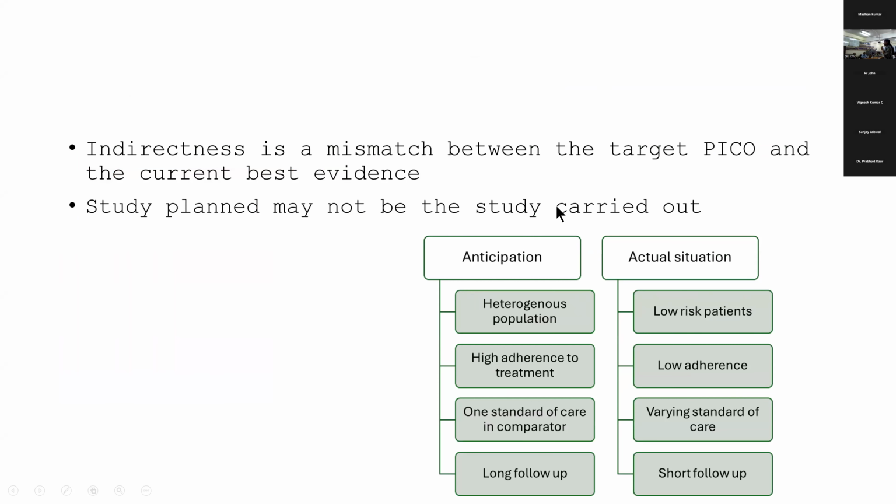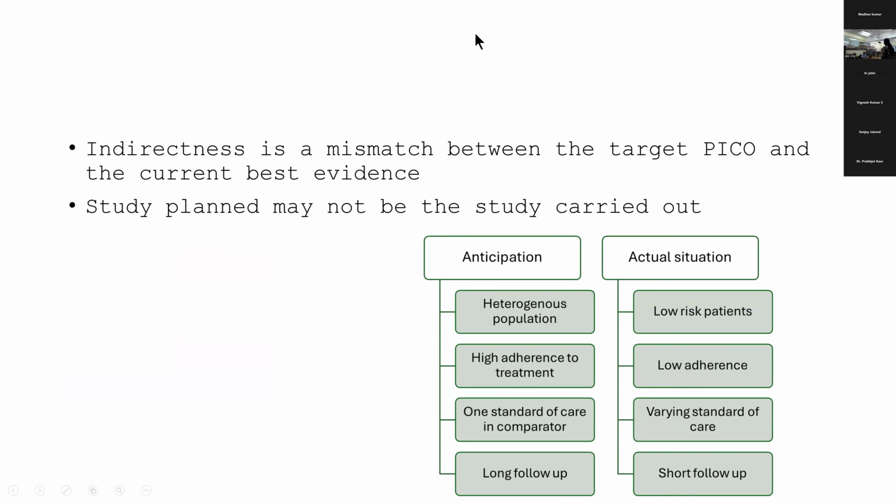So indirectness is a mismatch between the target PICO and the current best evidence. Sometimes as a trial investigator, you would have planned a study with a target PICO, but the study you carried out might not be what you planned. For example, I had wanted to do a study in both elderly as well as young patients, and I end up getting only maybe low risk patients. I was anticipating a high adherence to treatment, but the patients just don't participate, so low adherence.